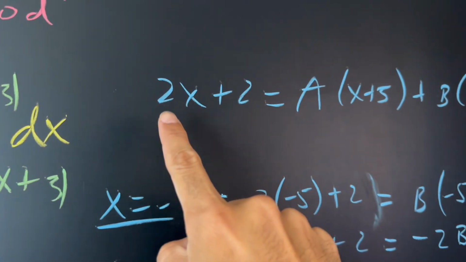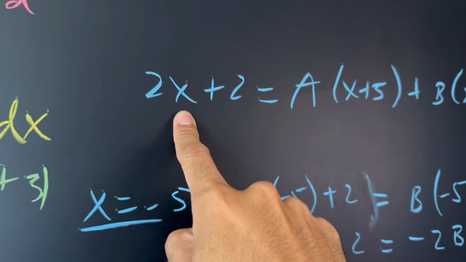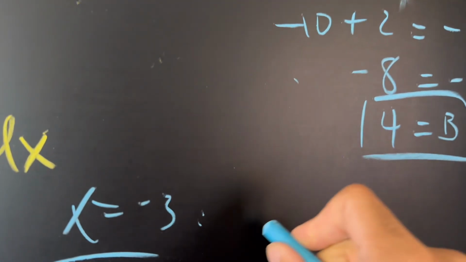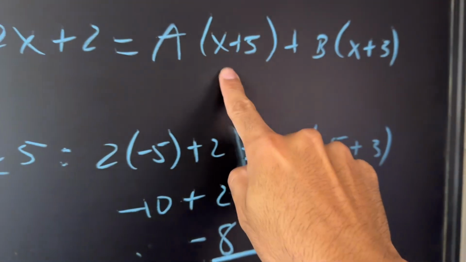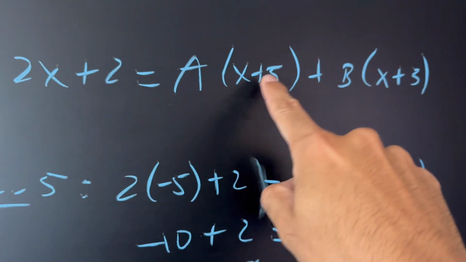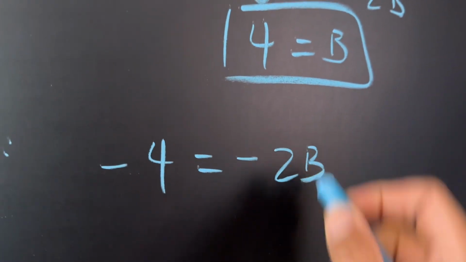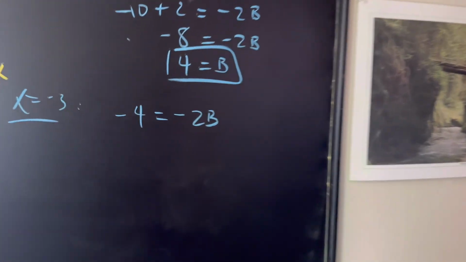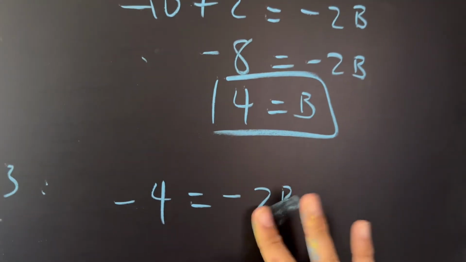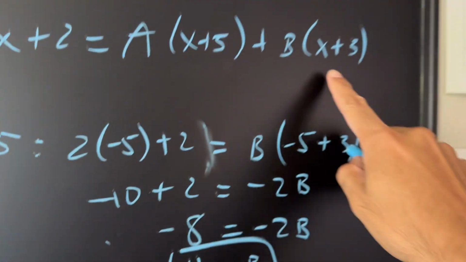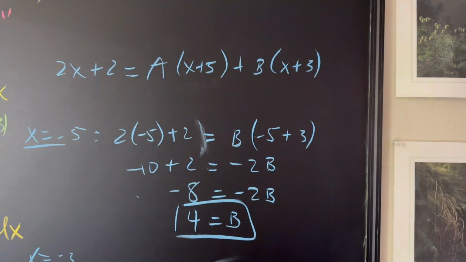But just imagine, I'm going to do 2 times negative 3, which is negative 6, plus 2. That's going to be negative 4 equals negative 3 plus 5 is going to be negative 2. This is going to give us negative 2b right there. Okay, and then now it's going to be negative 2a. And in this case, this portion is going to go away.